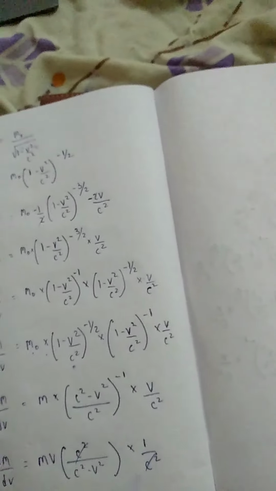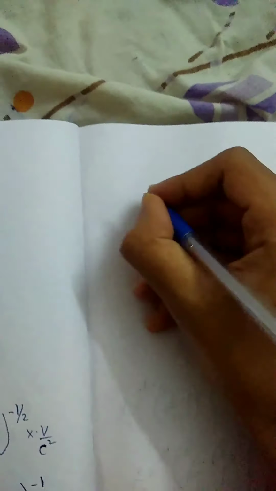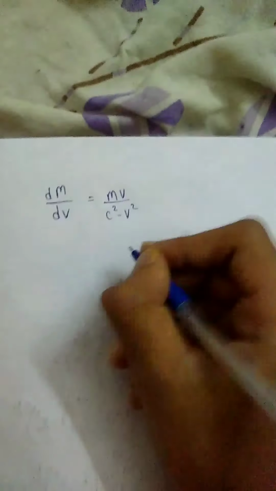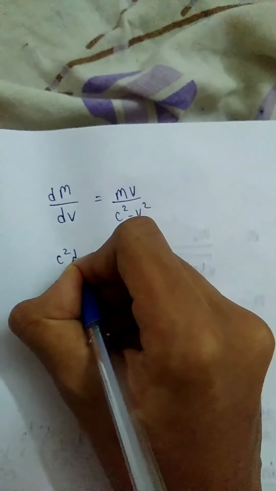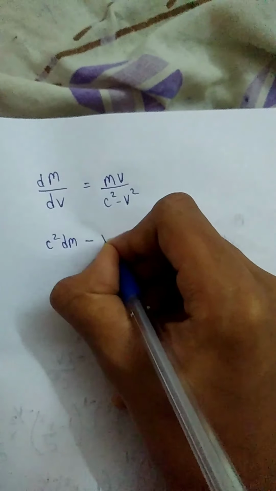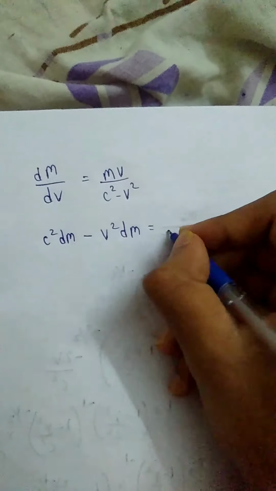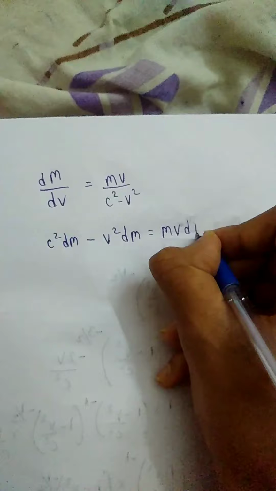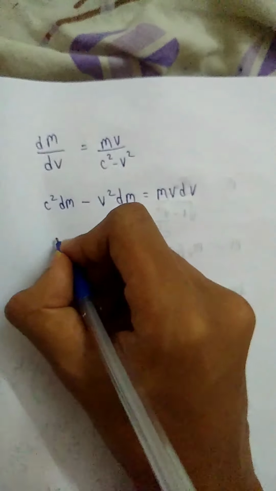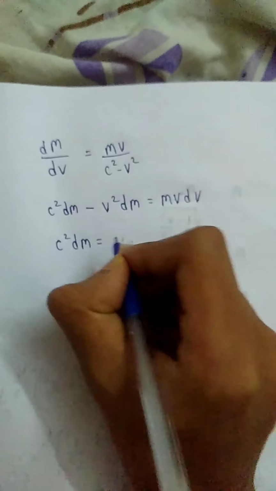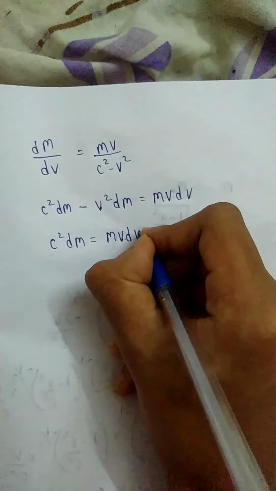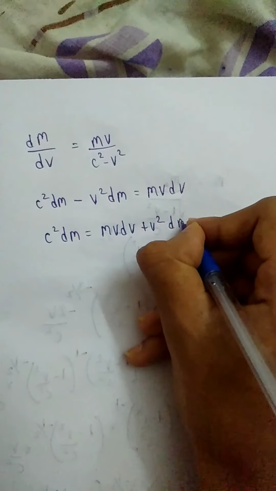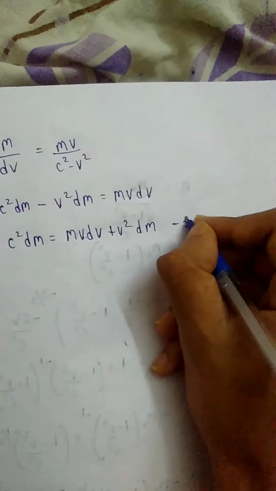So okay, what we have got is dm by dv equal to mv by (c square minus v square). So just cross multiplying, c square dm minus v square dm equals mv dv. Bringing these terms to that side, c square dm equals mv dv plus v square dm. This is our second equation.